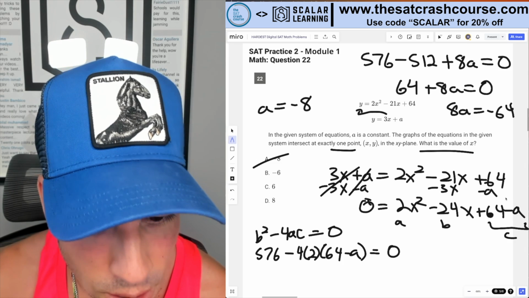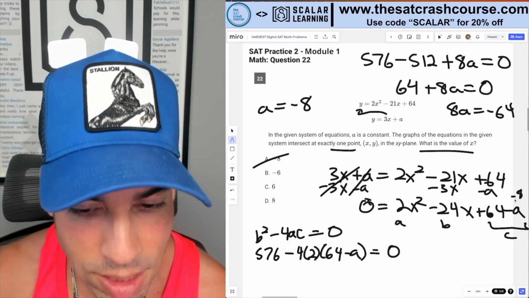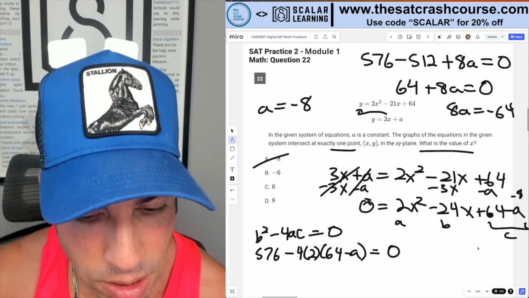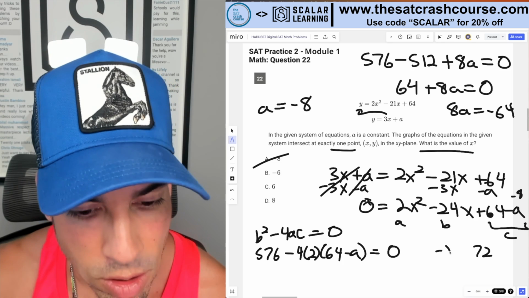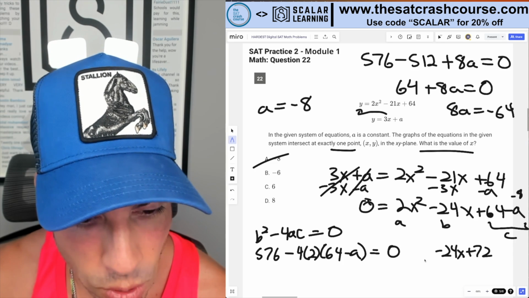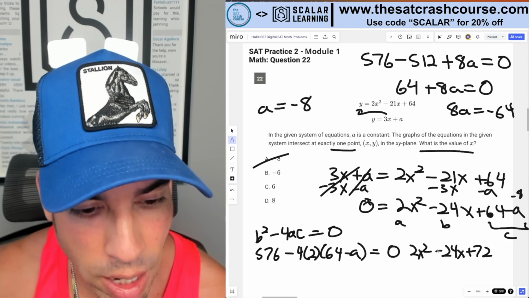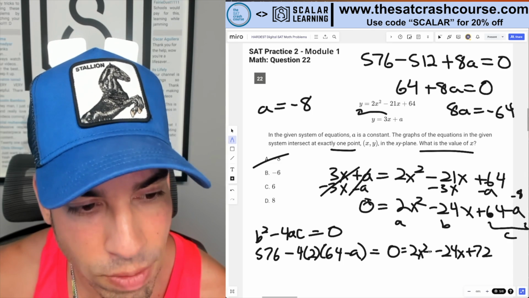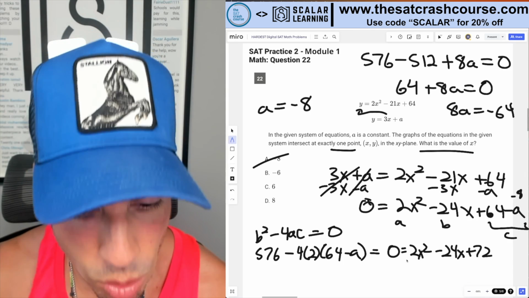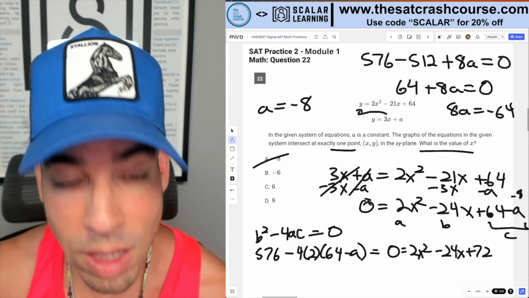Replace this a with negative 8. So 64 minus negative 8 is 64 plus 8, which is 72. Okay, so now we have minus 24x, and then we got 2x squared. And again, we're solving for this equation. We're finding the value of x when this whole thing equals 0. So now we got a nice quadratic.